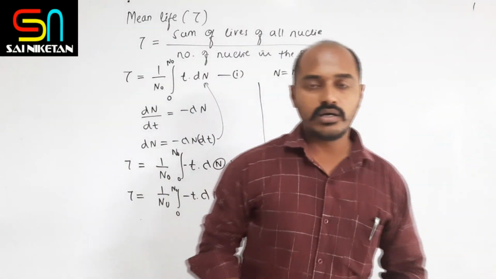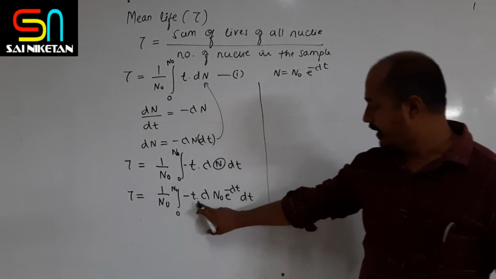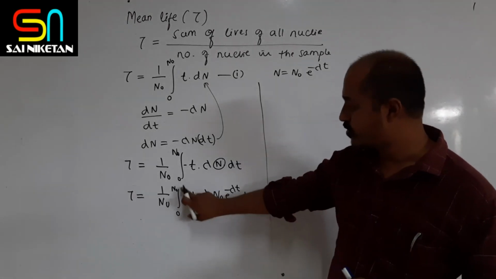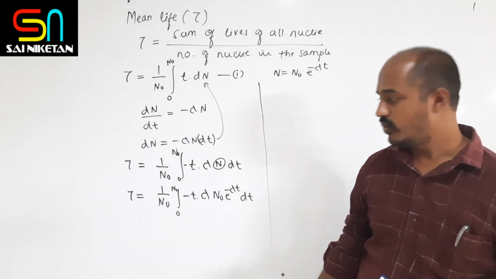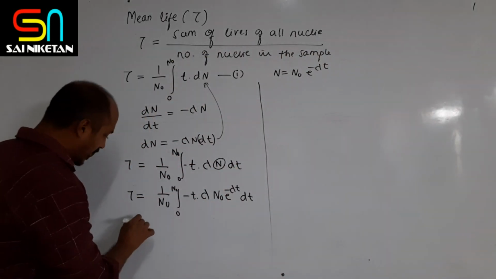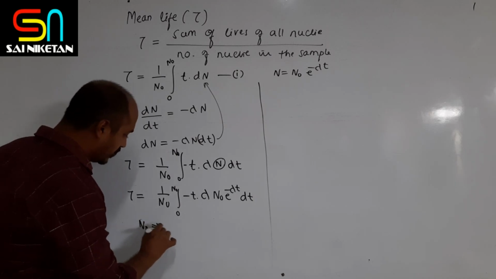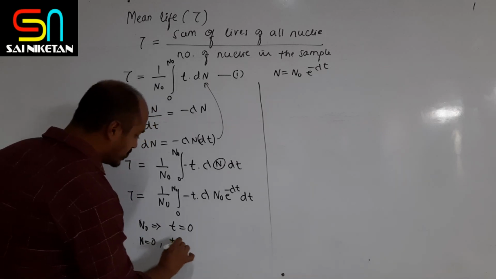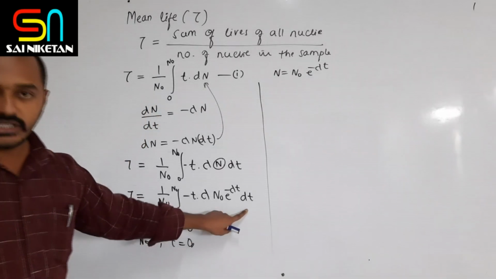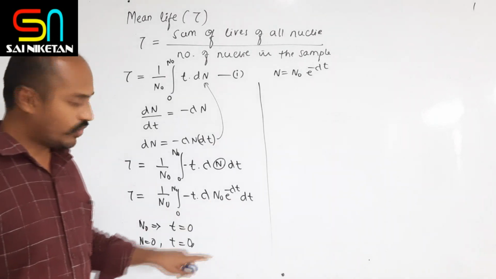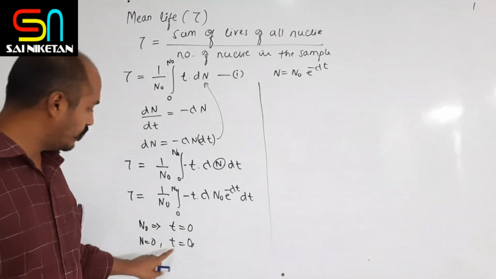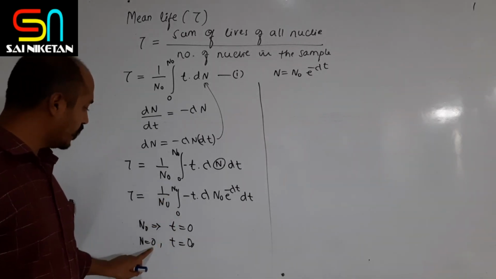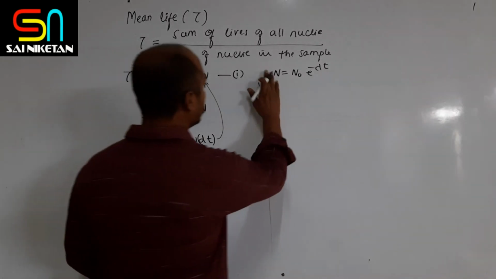Now here we are integrating with respect to t, but we have the limits in terms of n. So let us change that limit. At n naught, t is equal to 0, and at n equal to 0, t is infinity. So we have to replace the limits: n naught becomes 0, and 0 becomes infinity. Let us replace those limits and write the equation.